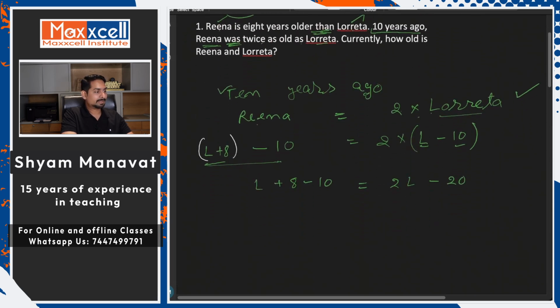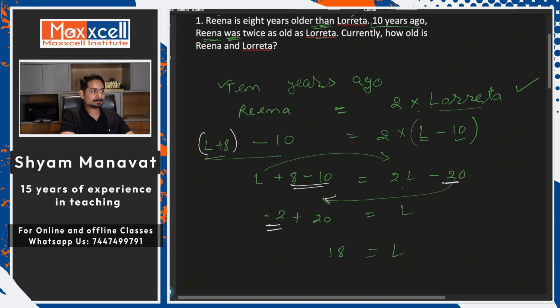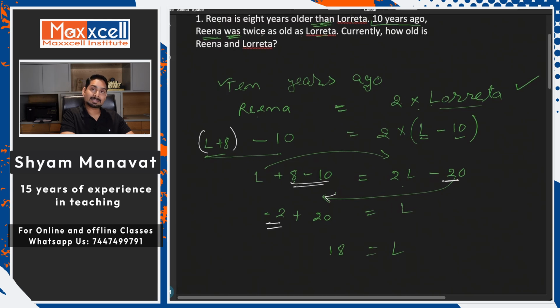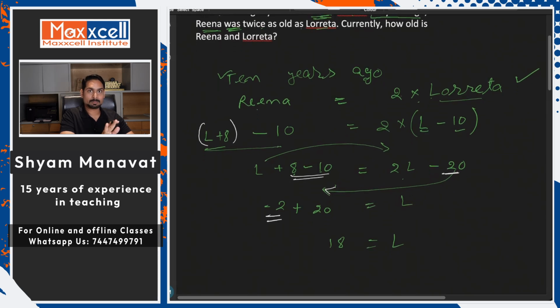So you can say, shift the smaller one, 2L minus L is L, and 8 minus 10 is minus 2, and minus 20 will become plus 20. Did you understand? 8 minus 10 is minus 2 and minus 20 will go this side, become plus 20. So Loretta's present age is 20 minus 2, which is 18 years. Are you okay with this? Yes. Is this final what we wanted to find?